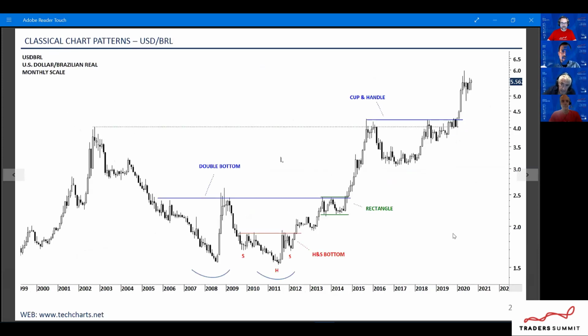The next chart is the Brazilian real. Here we had a huge double bottom. Inside the double bottom, there was a clear head and shoulder bottom. The rectangle here acted as a launching pattern. We reached the 2002 highs, formed this nice cup with handle, and broke out to all-time highs. Now you can see that the dollar is also gaining against the Brazilian real. Emerging market currencies are weak.